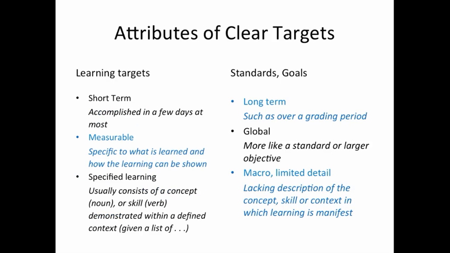Clear learning targets have properties that are different from standards or from goals. The learning target is teachable, it's usually short-term, it's measurable, and it specifies the learning to be acquired by the student. A standard is more long-term and more global and limited in detail. So a learning target is taking what to teach from a level of a standard down through an objective to a teachable target.